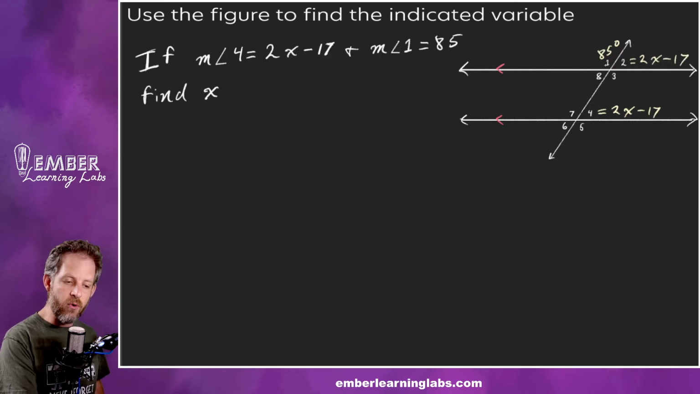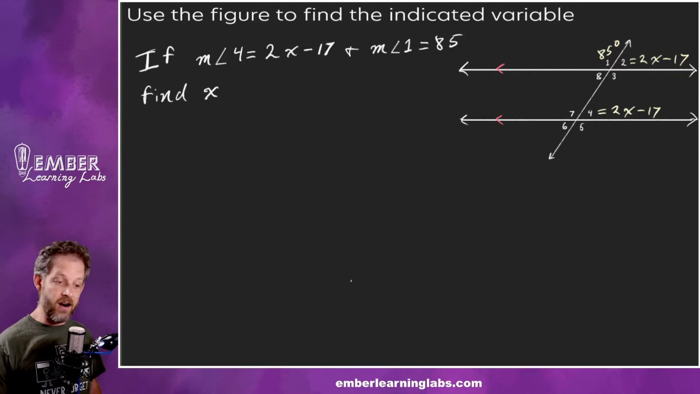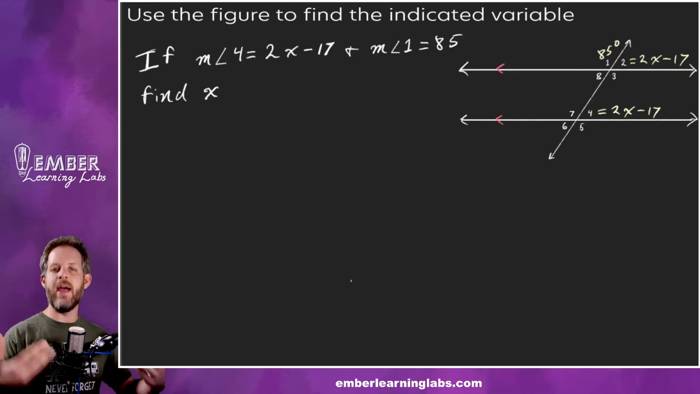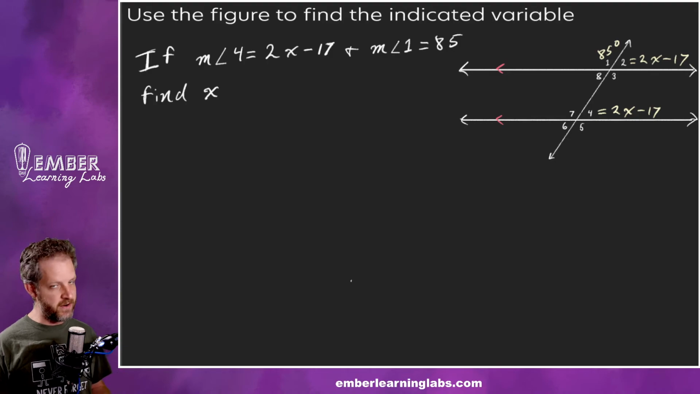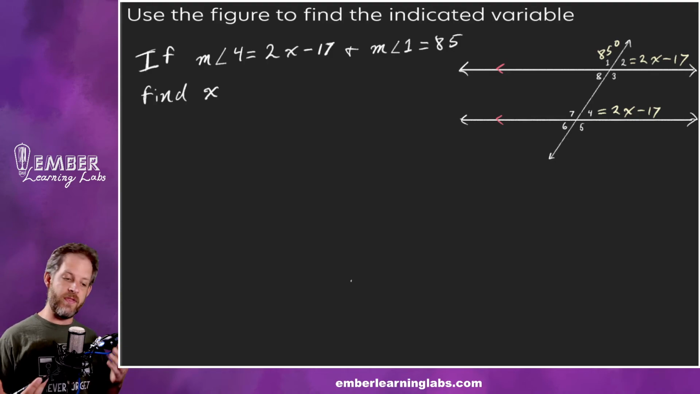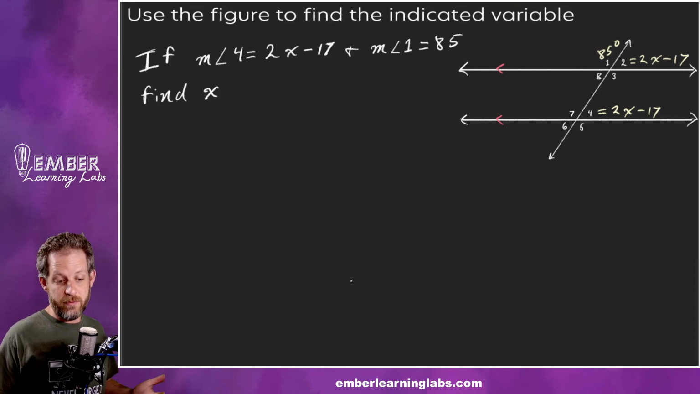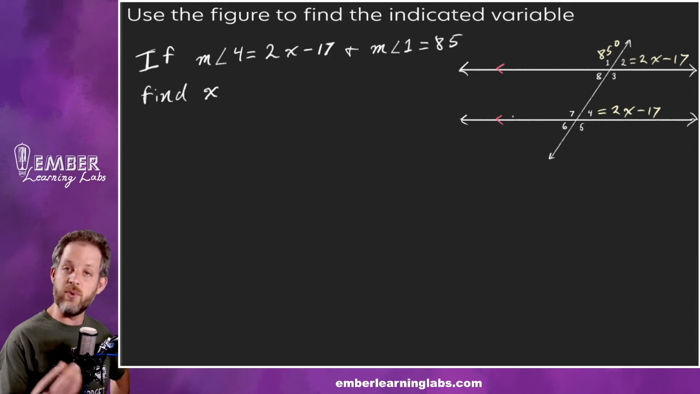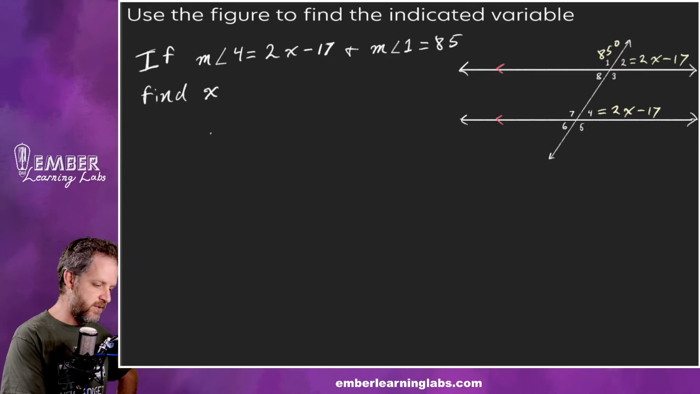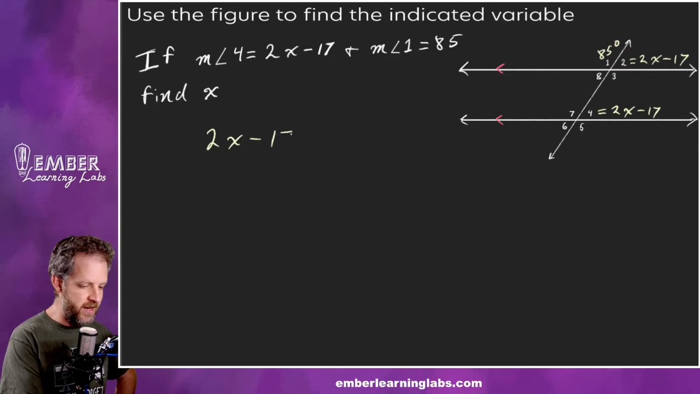Now, how are 1 and 2 related? They're a linear pair. How are linear pairs related? They are supplementary, right? That's the supplementary angle theorem. And since they're supplementary, we can say this plus this equals 180. Easy peasy lemon squeezy, right? So 2x minus 17 plus 85 equals 180.